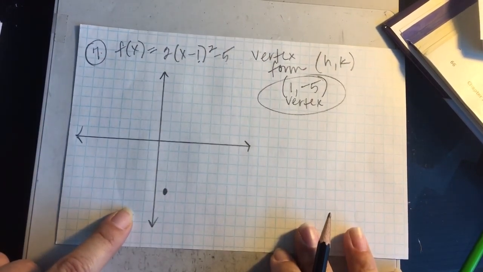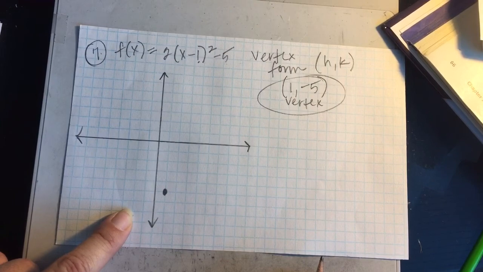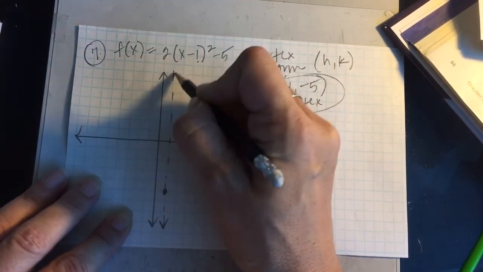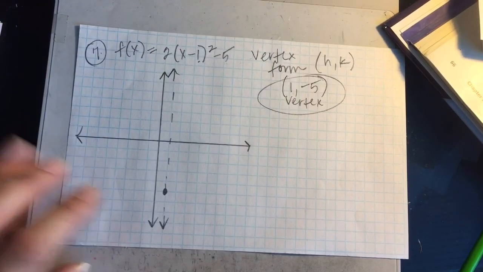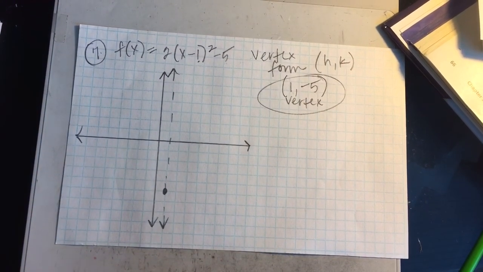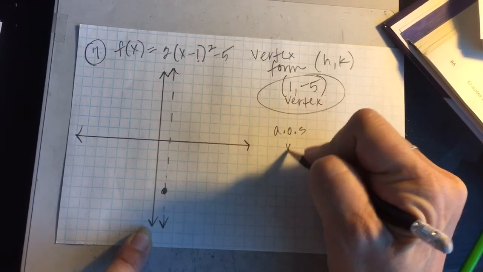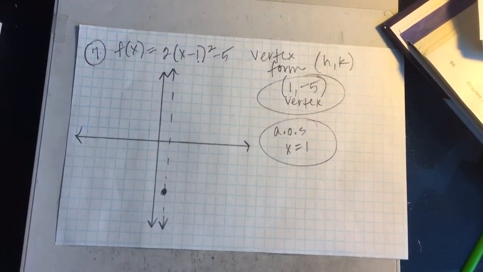There's my vertex. I know it's going to open upwards. I actually need to label in the axis of symmetry. It's going to be right here. And then my strategy to get the rest of this graph, I've got the vertex, I have it labeled. Axis of symmetry is going to just be the vertical line x equals 1 that I put there.